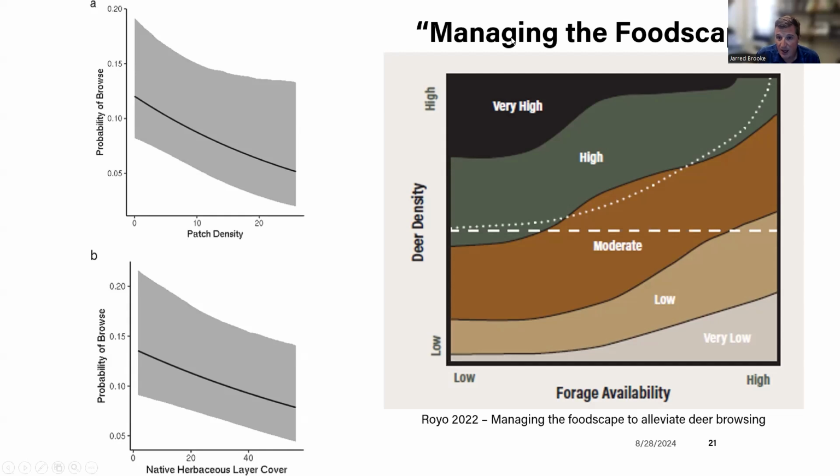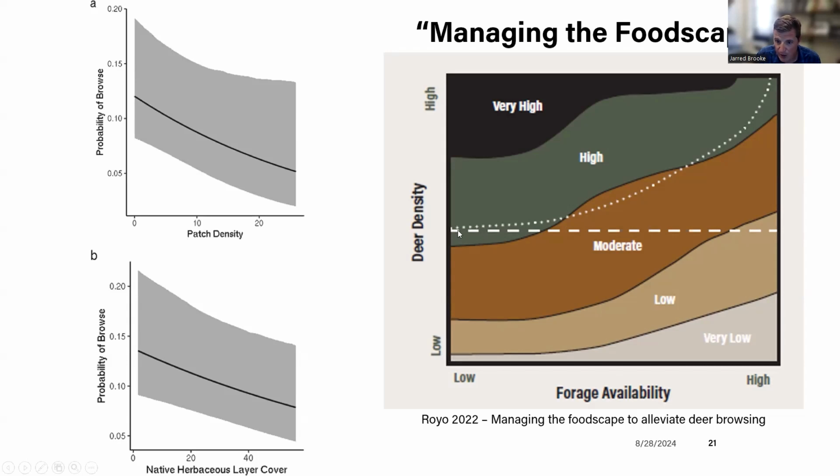And this is an idea called managing the foodscape, which is essentially managing deer impact by providing more forage availability on the landscape. And so this graph here shows these shaded areas are different levels of deer impact. On the left here we have deer density, and on the bottom here we have forage availability. This dashed line is a stable deer population, and this dotted line is an increasing deer population.